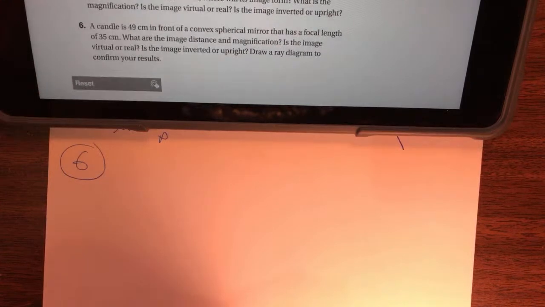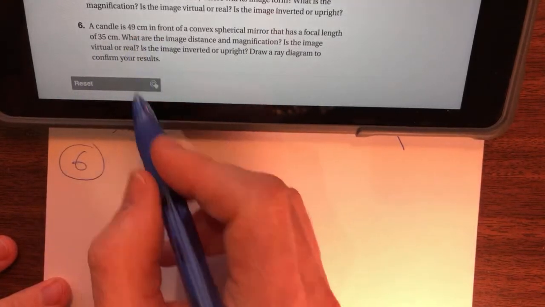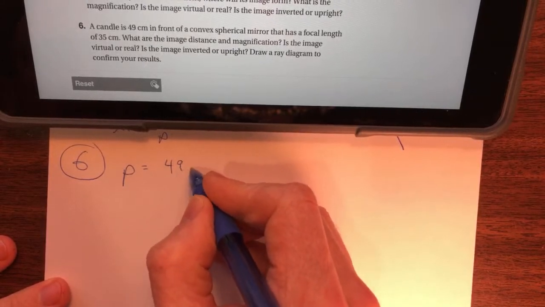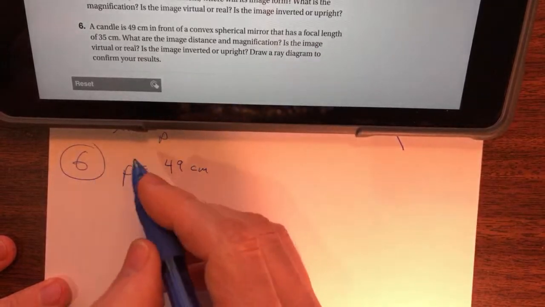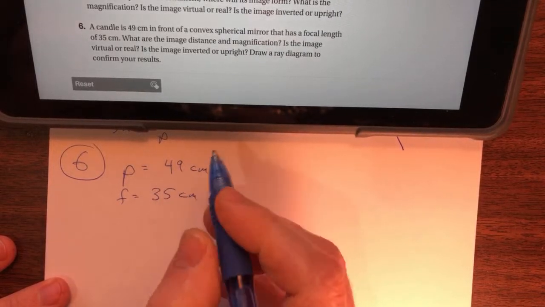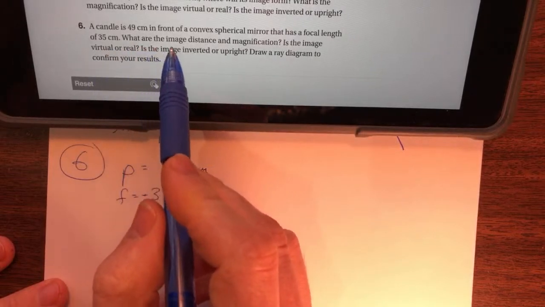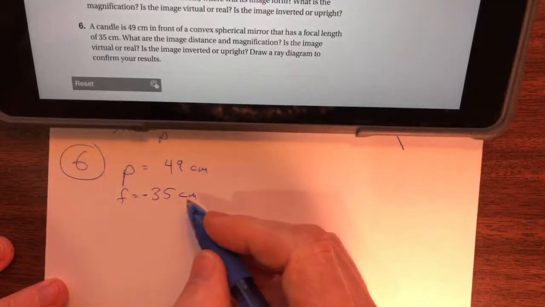Number 6, last one here, we have a candle. It's 49 centimeters in front of a convex spherical mirror, has a focal length of 35 centimeters. So 49 is your P, and focal length is 35 centimeters, but it's convex, so we know it's got to be negative. What are the image distance and magnification? So we are solving for Q and M.